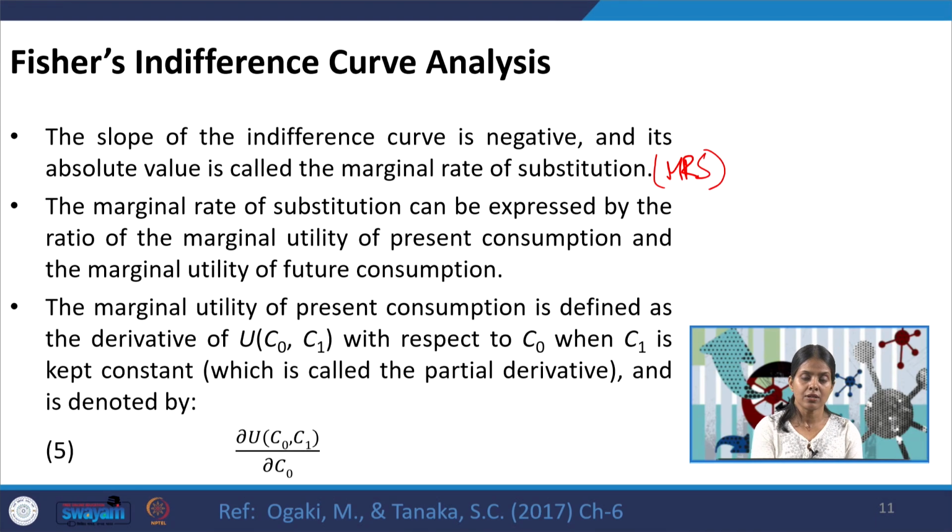The marginal utility of present consumption is defined as the derivative of u(C0, C1) with respect to C0 when C1 is kept constant, which is also called the partial derivative, and it is denoted by ∂u(C0, C1)/∂C0. So, only when C0 is changing, how the total utility changes is denoted by the marginal utility of present consumption.